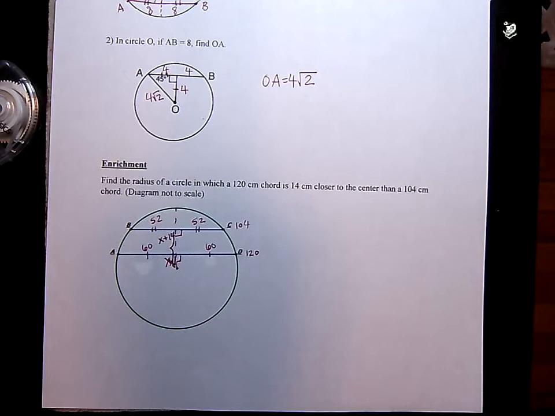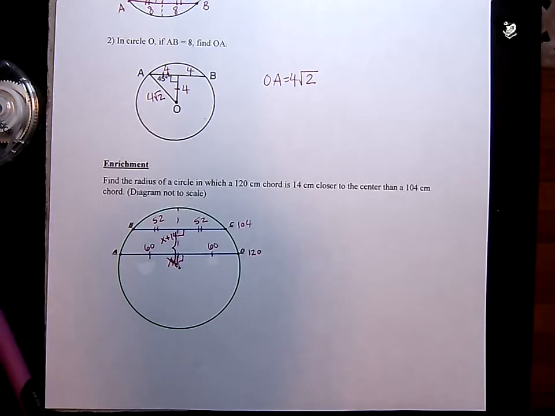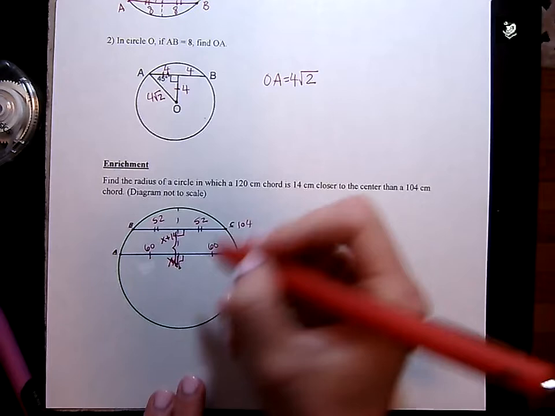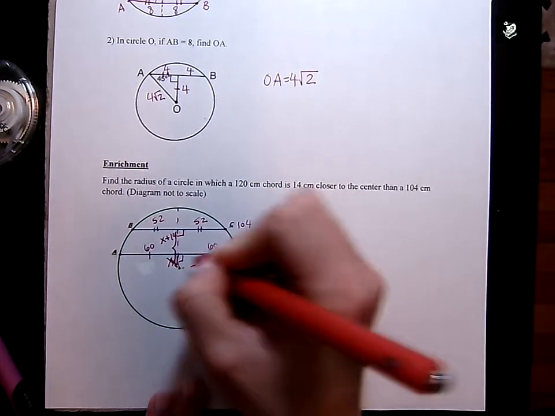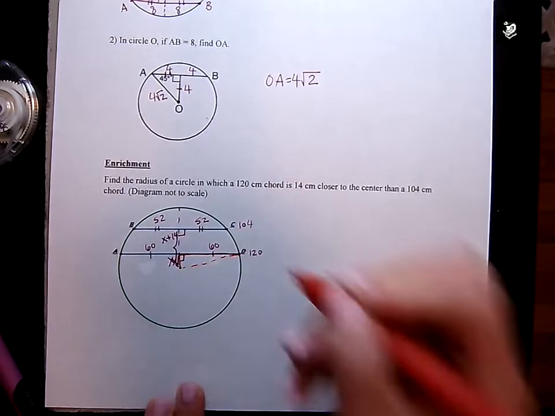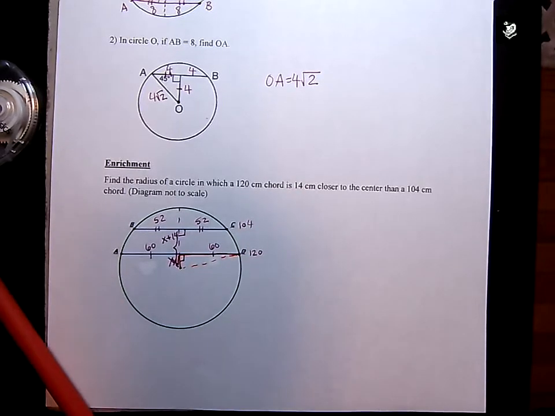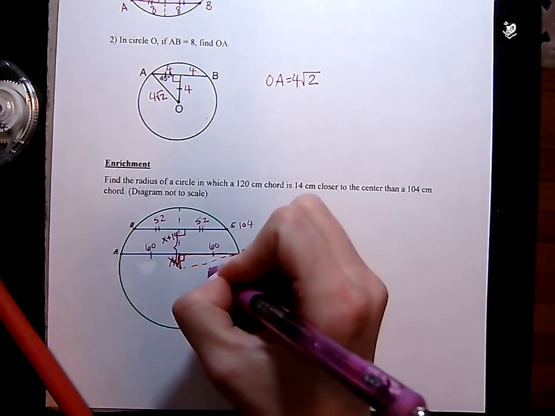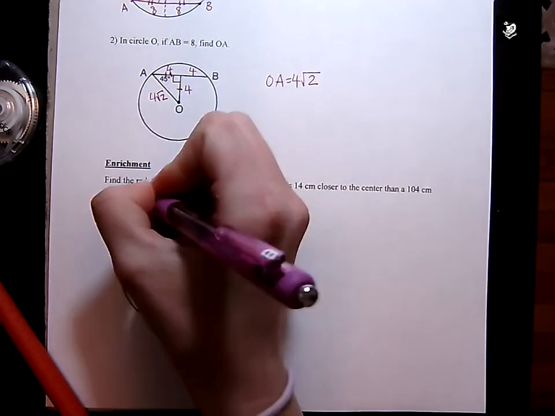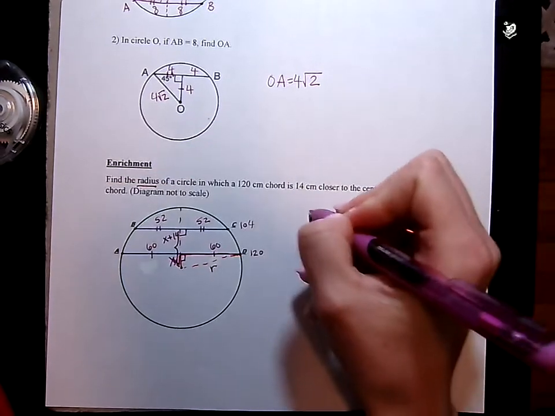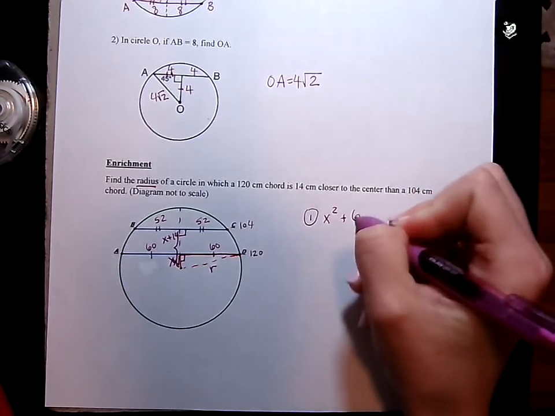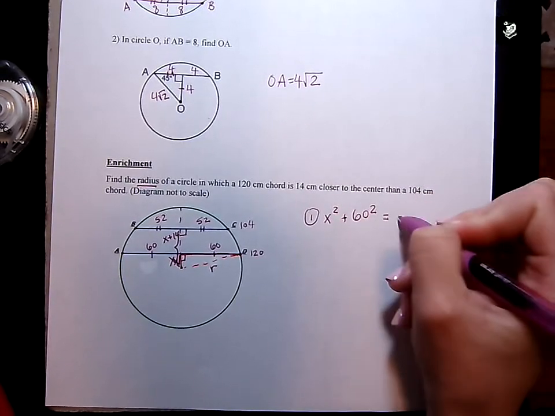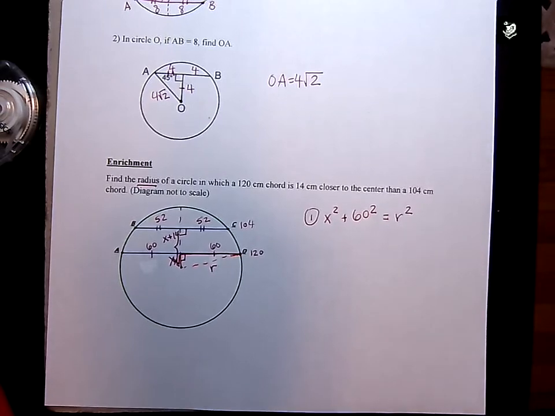So I actually really have 2 sets of right triangles in here. Here is the first one. So if I draw in this radius, here is that first right triangle. So I'm going to write an equation for that. And I'm going to label this r because that's what we're trying to find. We're trying to find the radius. So I can say that x squared plus 60 squared is equal to r squared. That is my first equation.